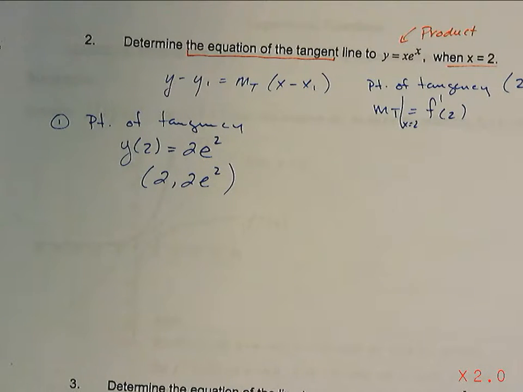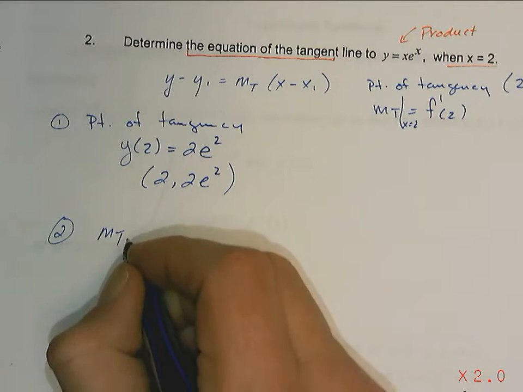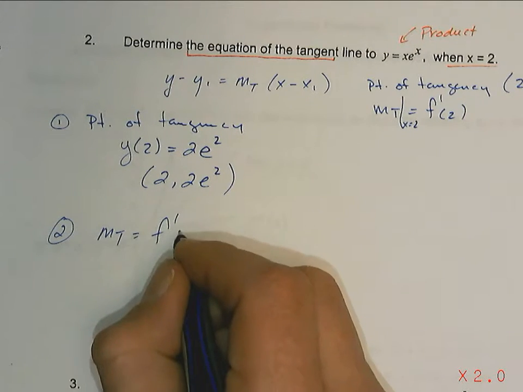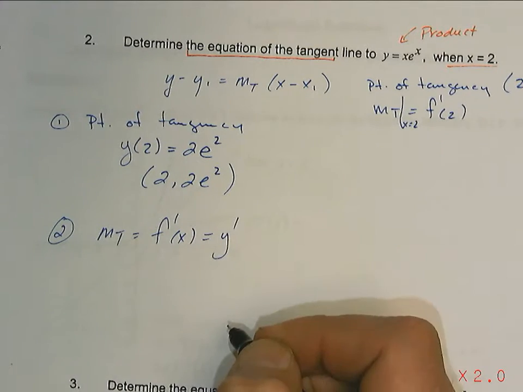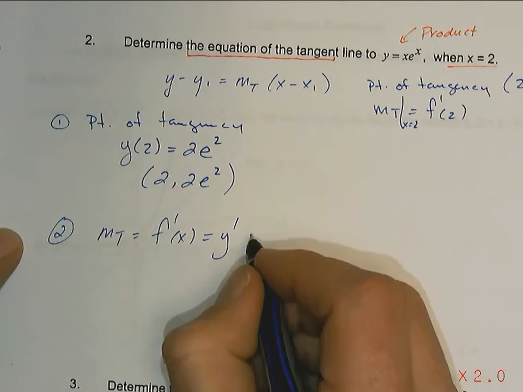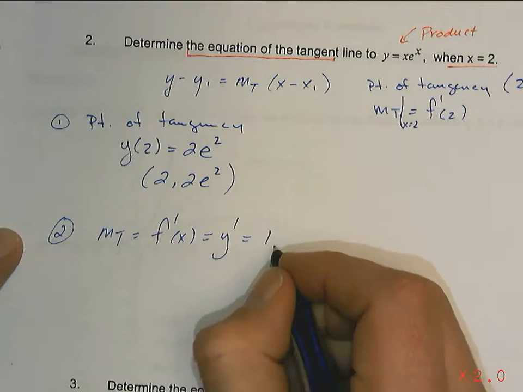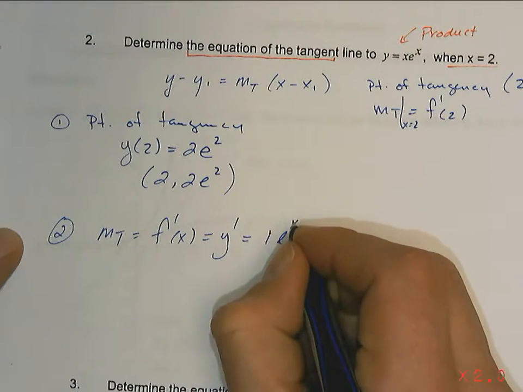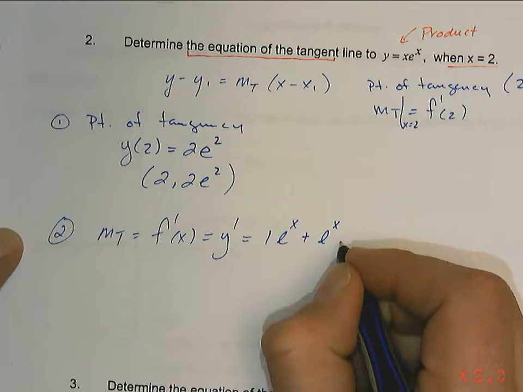So now our second step, number 2, find the slope of the tangent, which is equal to the derivative. Well, I'm not using f of x notation. I'm using y notation, so y prime. Now this is a product rule, so it's going to be equal to the derivative of the first, so derivative of x is 1, times the second, e to the x, plus the derivative of the second, e to the x, times the first.